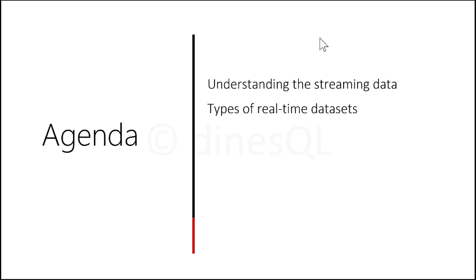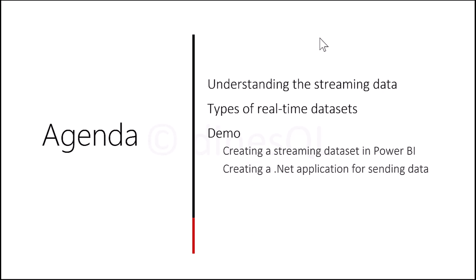Let's see what types of real-time datasets are supported by Power BI and in what cases we have to use these types. Once that discussion is done, I'm going to show you the way of creating a streaming dataset in Power BI. We have to use Power BI service for that, not Power BI Desktop. And then I'll show you some code I have written for communicating with my Power BI service, connecting with the streaming dataset I have created, generating some data through code, and then pushing that data continuously to a streaming dataset.